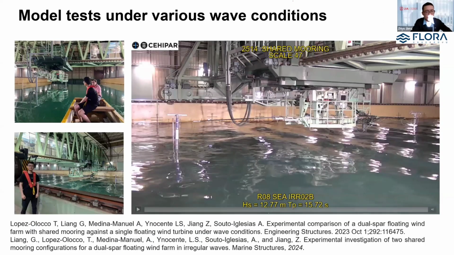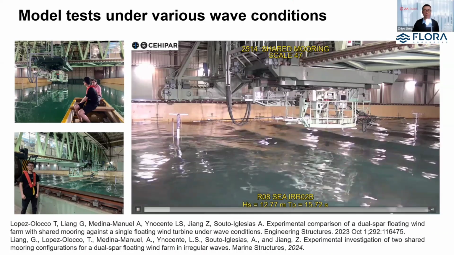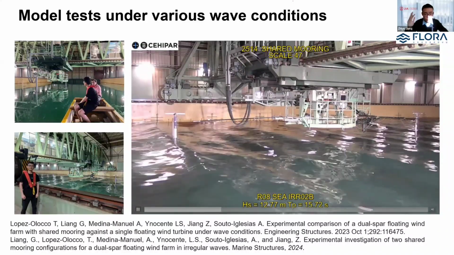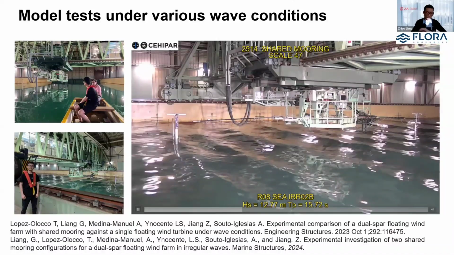In this slide, I show you a video of the tests under irregular seas. HS equals 12.77 meter and TP close to 16 seconds. This corresponds to an extreme environmental condition. Let's watch this video together, where you can see the movement of the 2 spars. Actually you can see here, 1 spar is on the left, the other is on the right, relatively small. Irregular waves are generated, so they're moving.